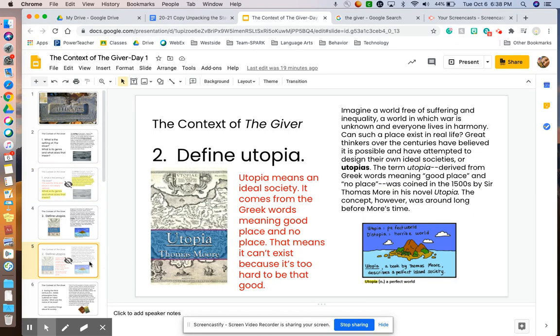Okay, so now to the definition of utopia. This is pretty important because obviously we have to understand a utopian society if we're going to understand the Giver's world. So utopia means an ideal society. You could say something like a perfect world. It is from the Greek words meaning good place and no place. And that just means that it can't exist because it's too hard to be that good.